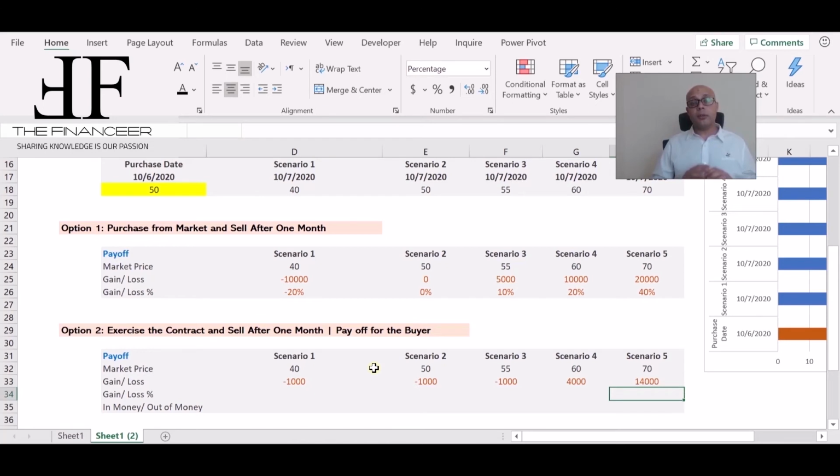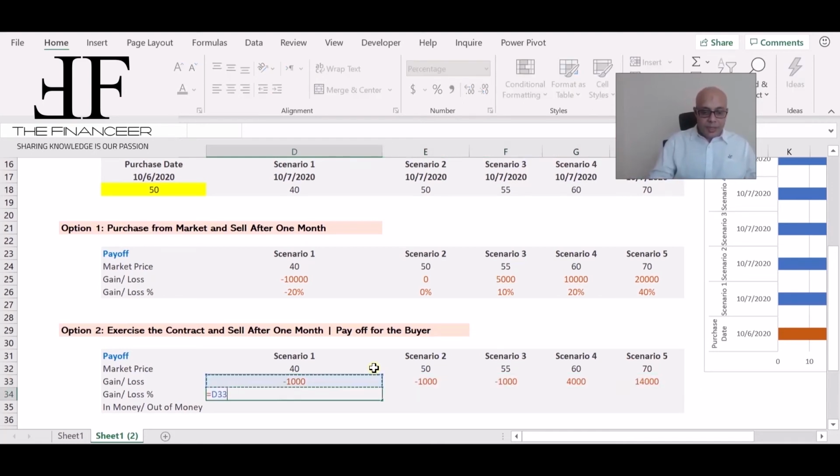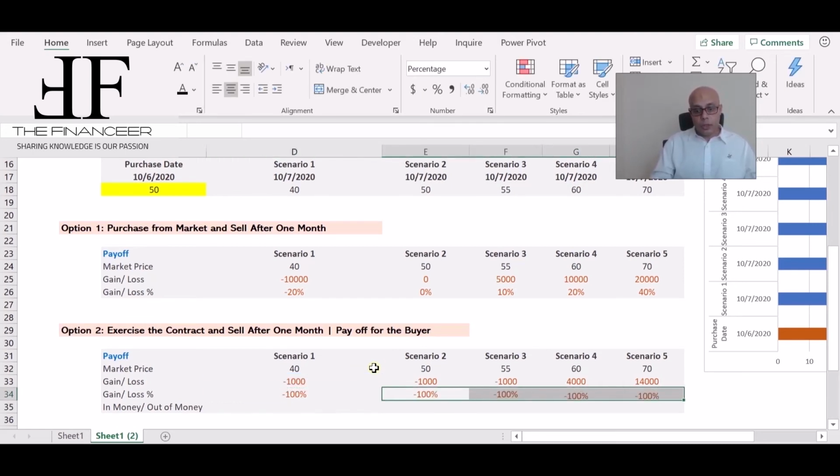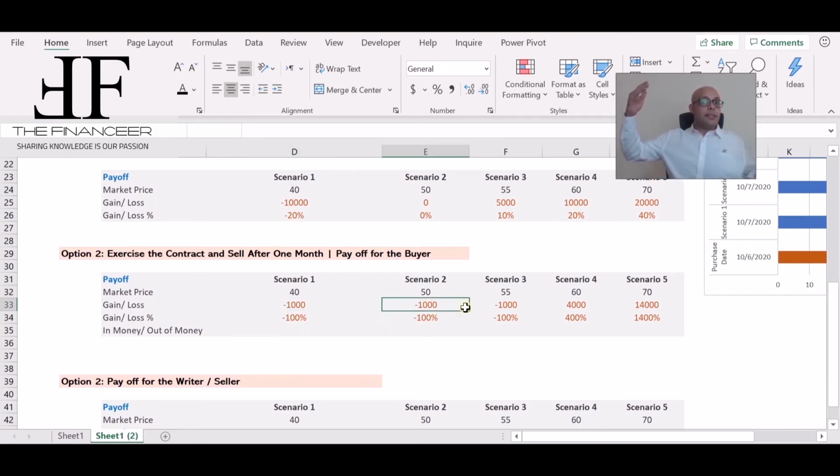Now, if you would like to calculate the percentage of your gain and loss, you have to divide this gain or loss by the investment that you paid in the beginning. You paid $1,000 in the beginning, so you are going to divide by $1,000, which is your investment. Look at the gain and loss percentage. You will find that the maximum loss that you have is to lose the initial investment that you paid. But the gain is open for you. The sky is the limit for your gains. Your gain is increasing as long as the market price is increasing, so your gain and the gain percentage are increasing.